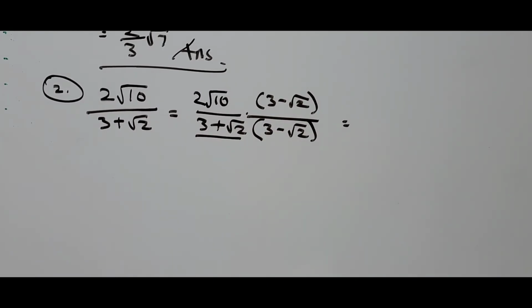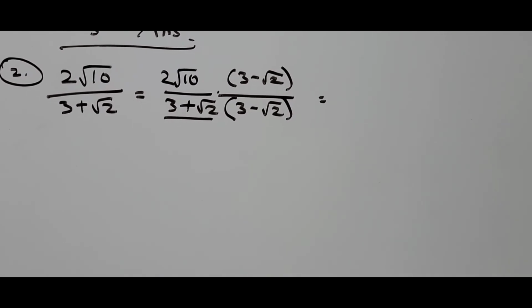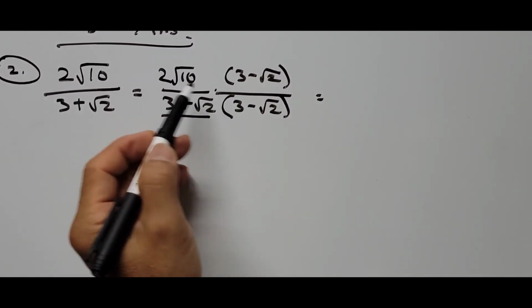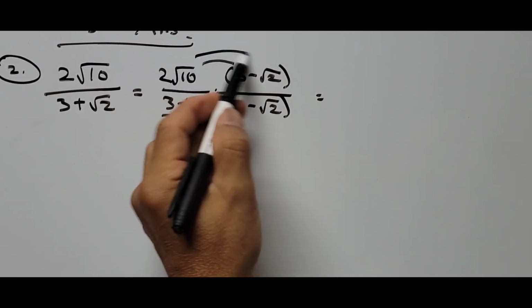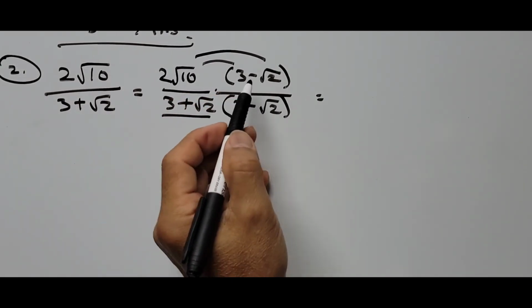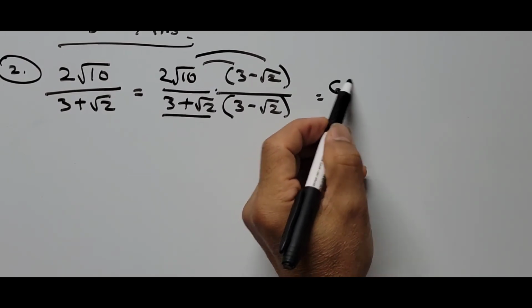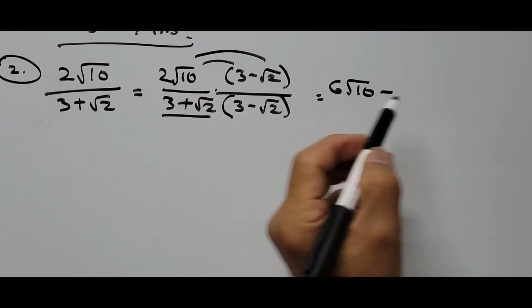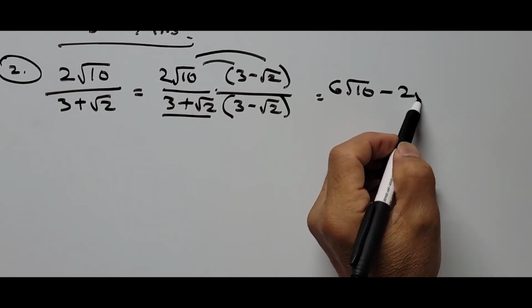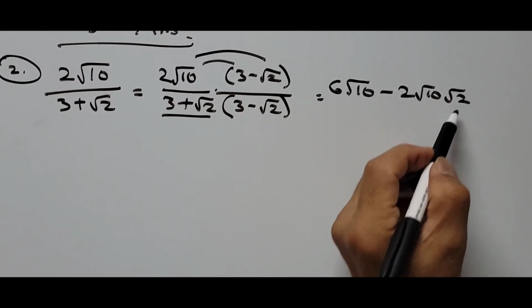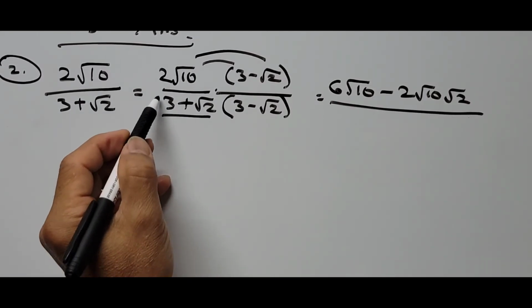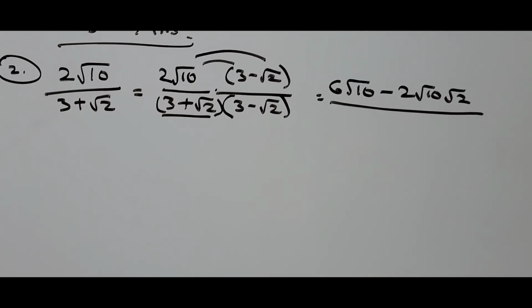So simplifying this further, now all we have to do is apply the distributive property, multiply this to that first term, then the second term. So that is 3 times 2 is 6 square root of 10, minus 2 square root of 10 times square root of 2. So 2 times square root of 10 times square root of 2, divided by, so the whole term multiplying that, it's just like a binomial.